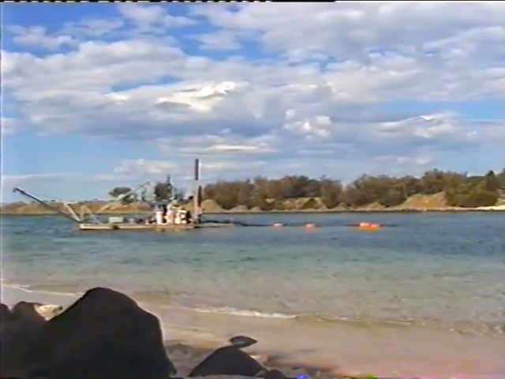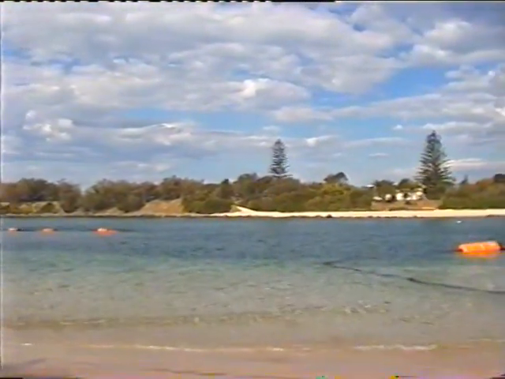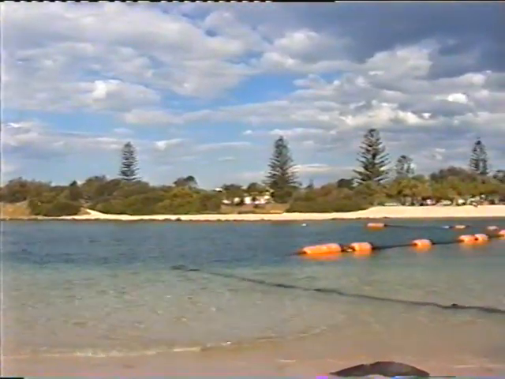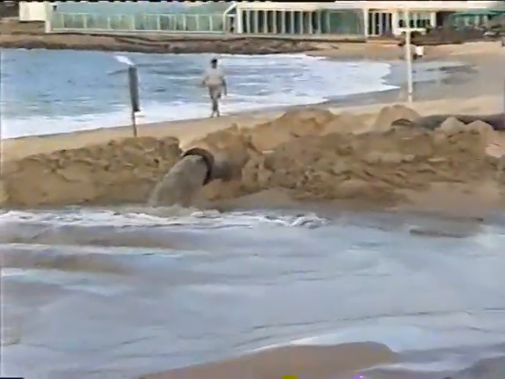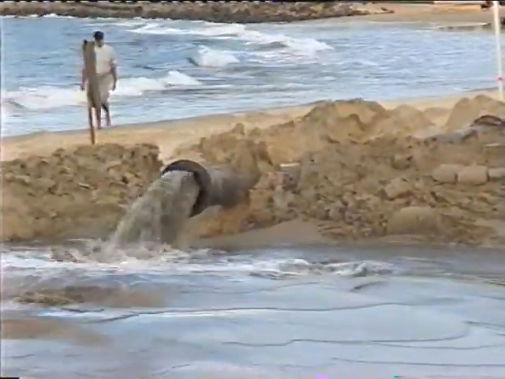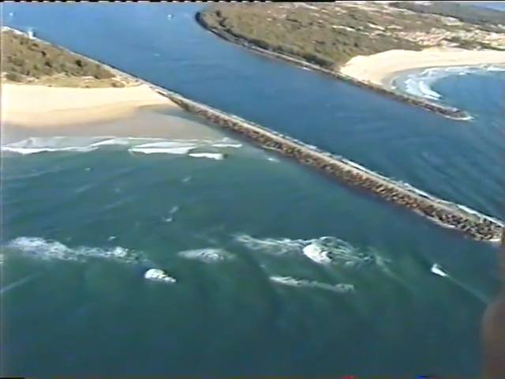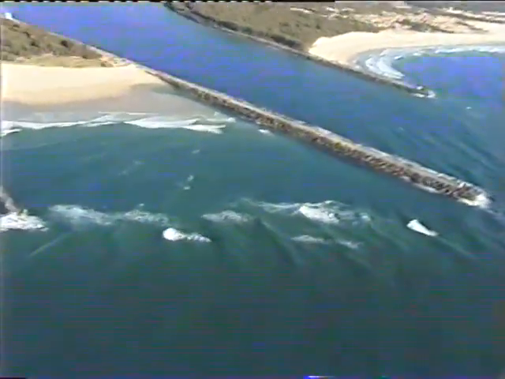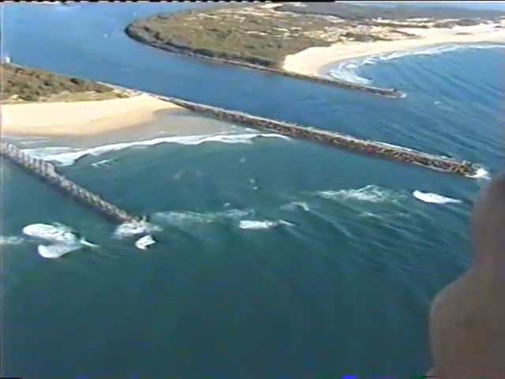For this reason, it has been necessary to replenish the sand on the Gold Coast beaches on a regular basis. Millions of dollars have been spent on beach restoration programs, including dredging and pumping operations. What has now become known as the Gold Coast Seaway was stabilised in 1986 using rock training walls.